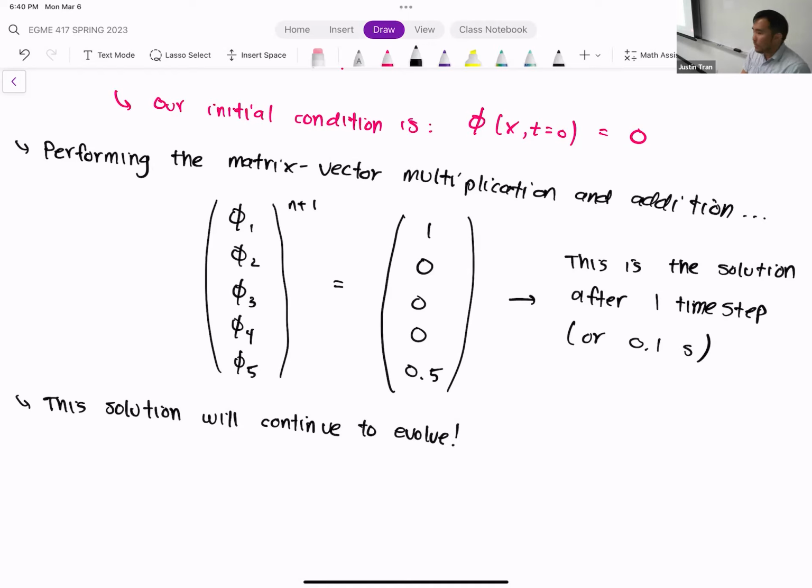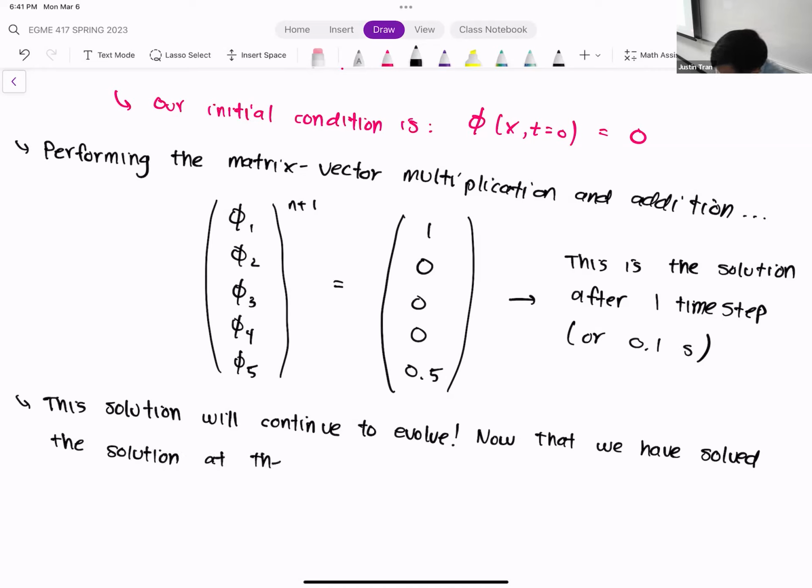This is not the only change that's going to happen. It's going to keep changing. And of course, we can use the exact same tools that we have already to solve it. The key now is that we have solved the solution at the first time step, so all of a sudden this solution becomes known. And so now we're going to use this vector, plug it in for phi n, and then solve for the next phi n plus 1.